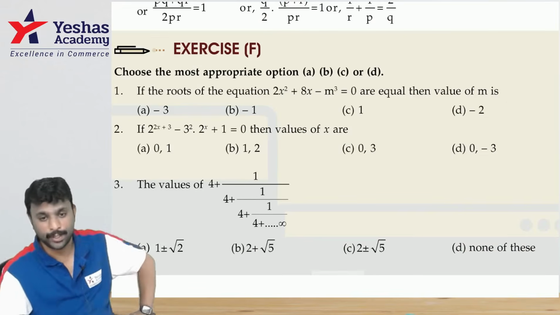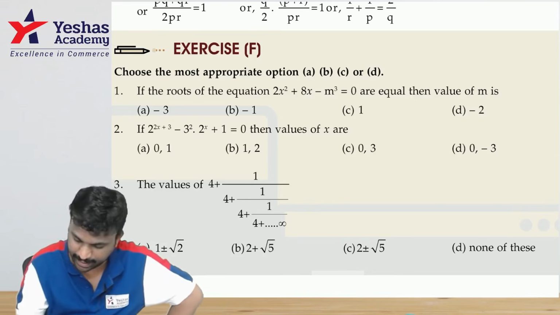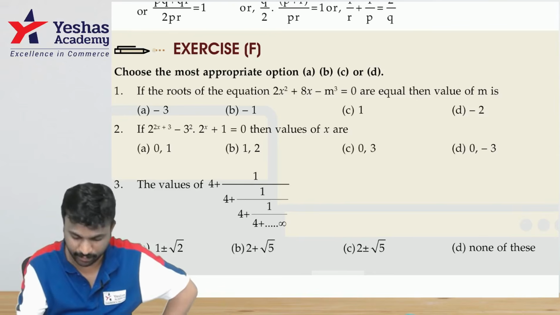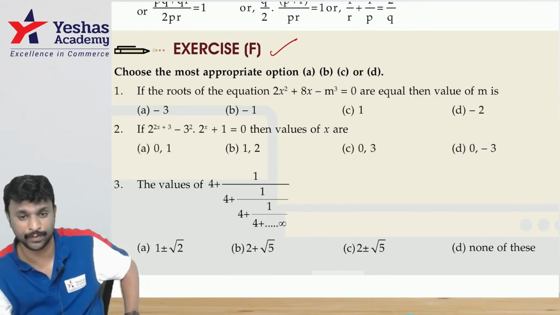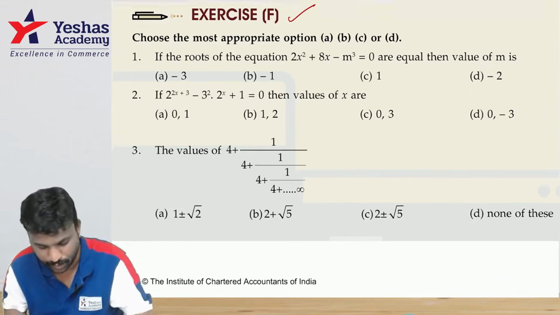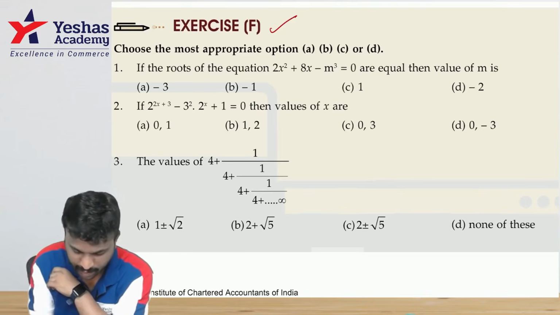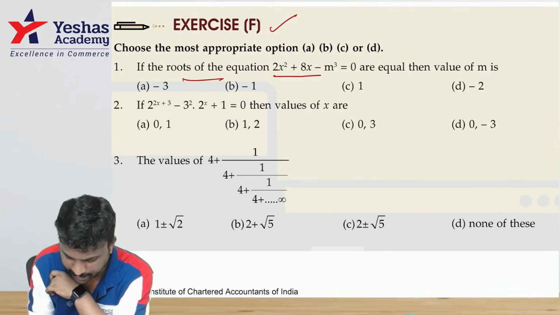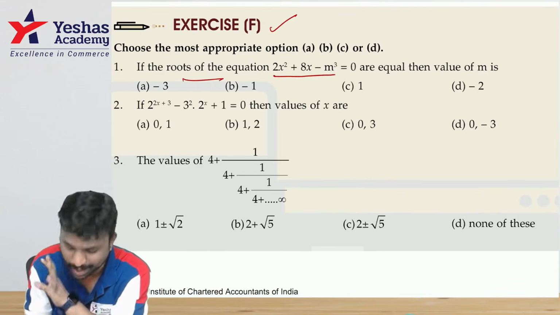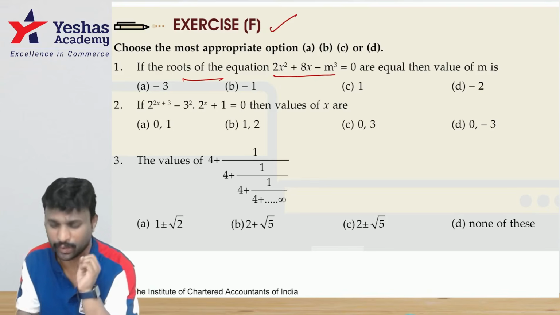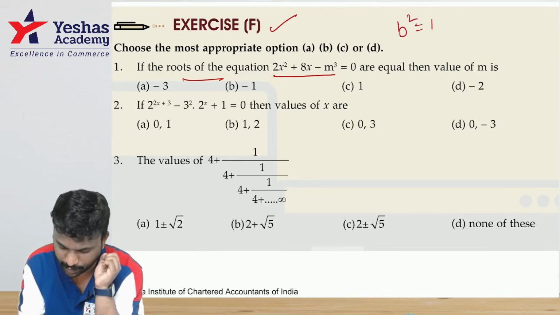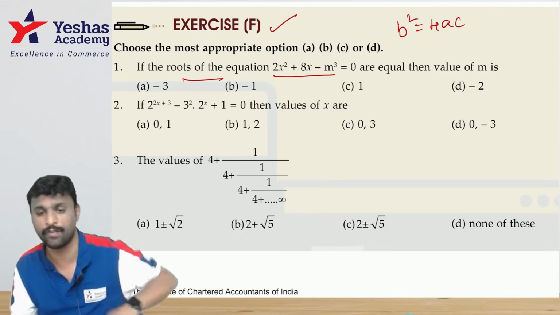Hello guys, let us start solving the questions on exercise 2. We'll start from exercise F. In the last class we had done up to E. So exercise F is based on quadratic equations. Let's see. If the roots of the equation 2x square plus 8x minus m cube equal to 0 are equal. Guys, what's the condition for equal roots? B square is equal to 4ac. This is the condition for equal roots.